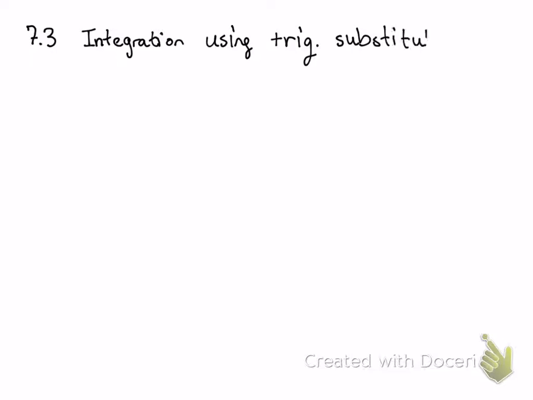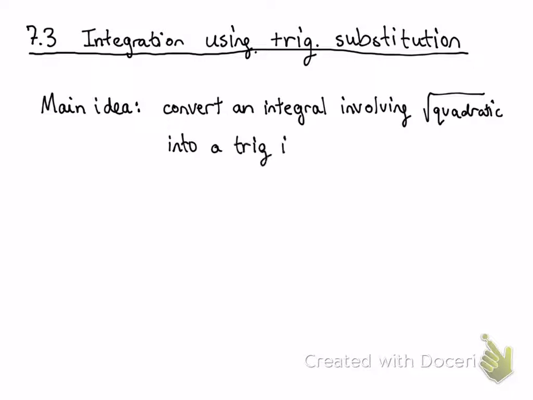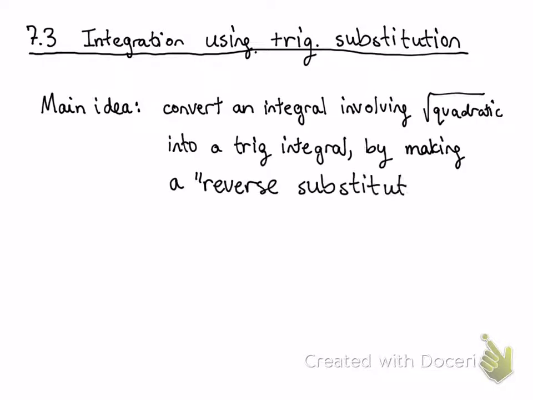Section 7.3 is about integrals using trig substitution. What that means is we're going to take an integral that involves usually a square root of a quadratic, so a square root of something with x squared. And we're going to turn that into an integral that involves trig functions, which we can then do using last section's stuff. And we do this by making what I call a reverse substitution.